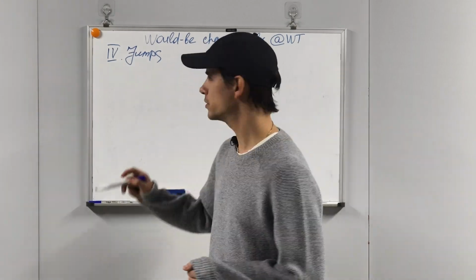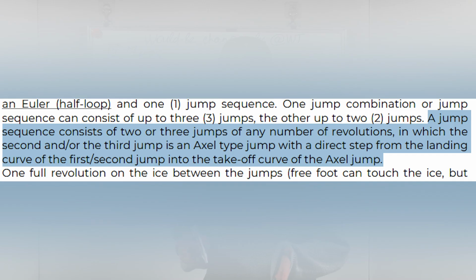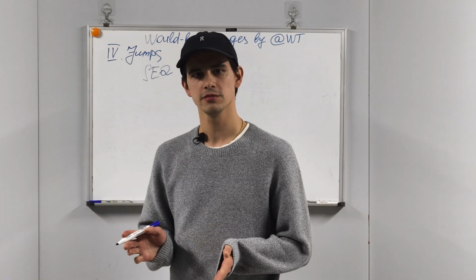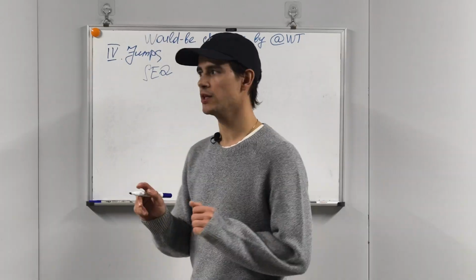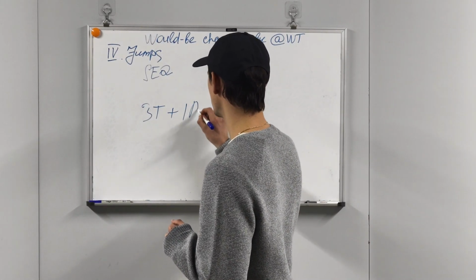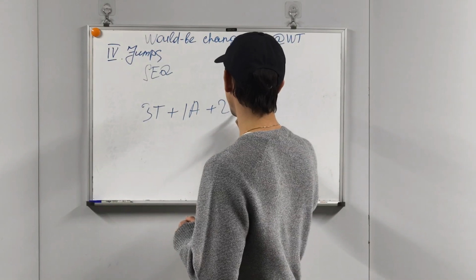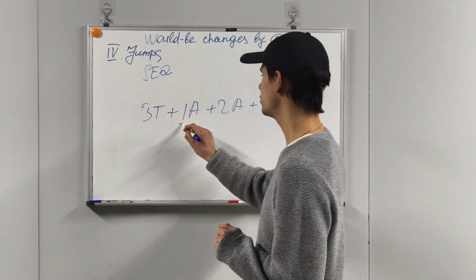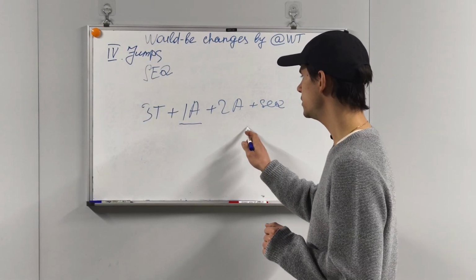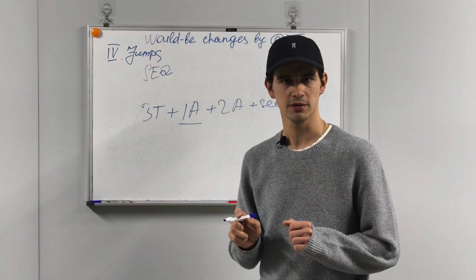Next, jump sequences. According to the rules, a jump sequence has a second and/or third jump, an axel type jump executed by a step. In pair skating, not all teams are able to add 2 double axels. That's why many of them did triple toe, single axel, double axel sequence. They were using this single axel to get some more speed for a double axel as jump number 3.